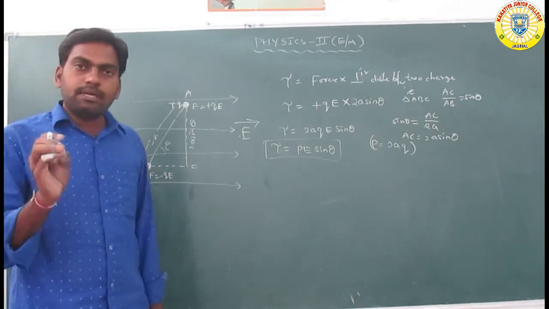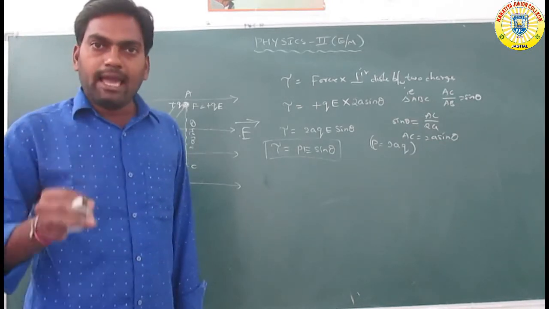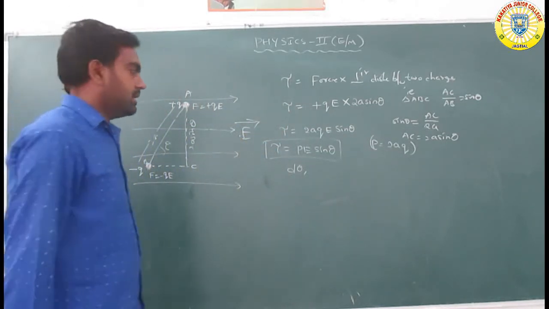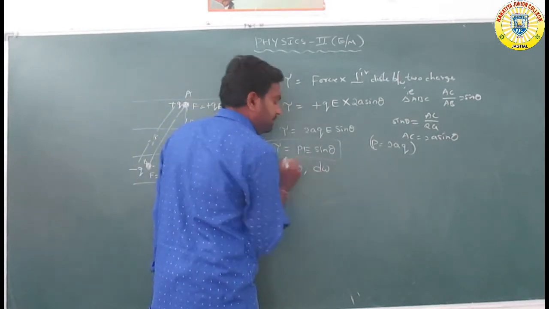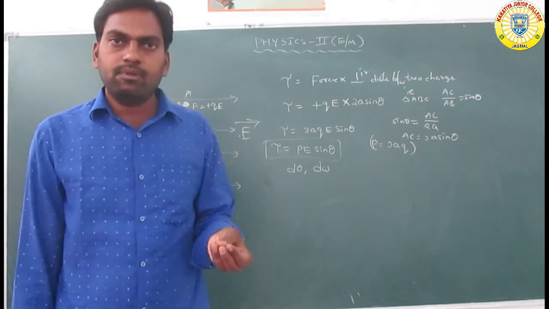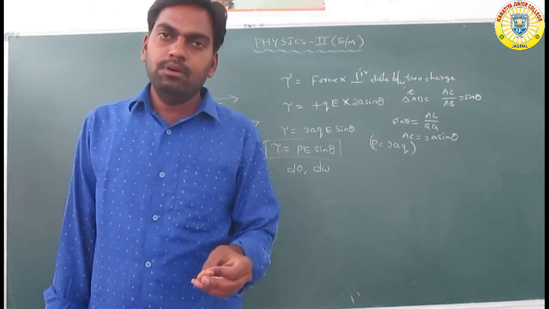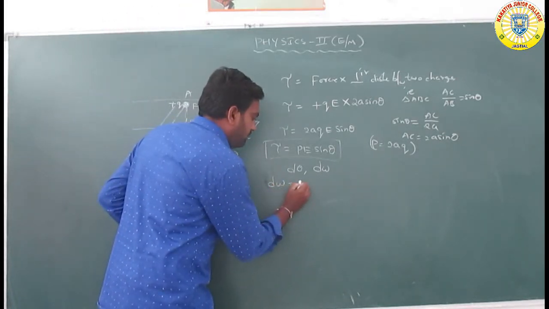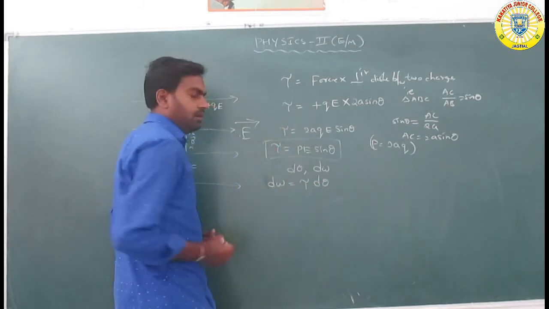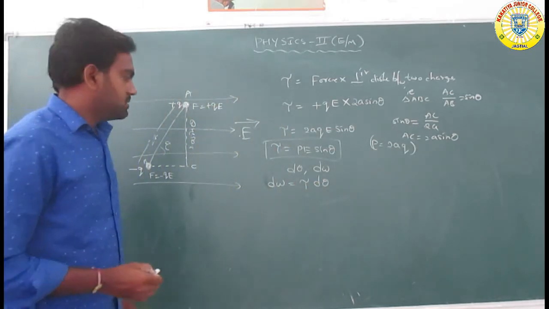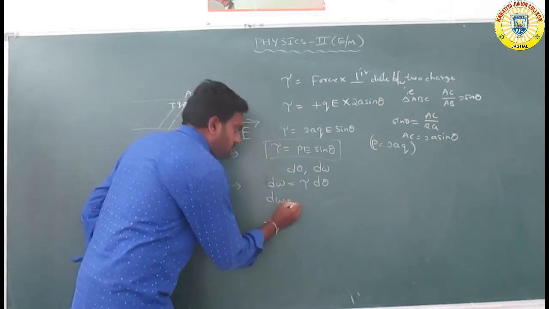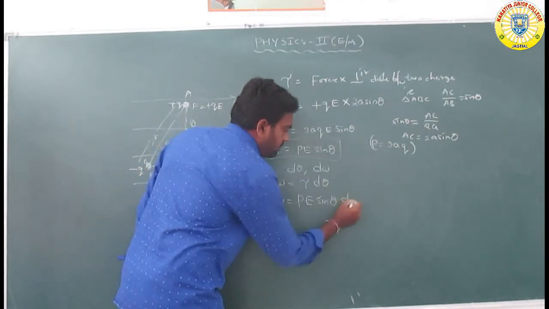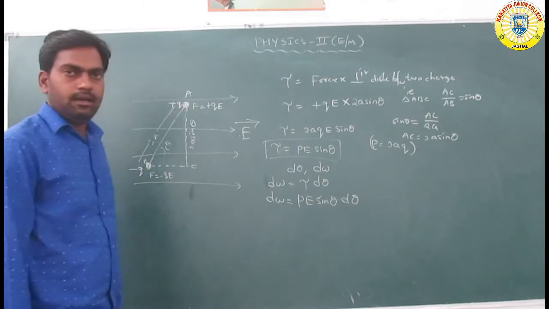But the dipole is rotating through a small angle, that is d theta. A small work done dW is taken as the dipole rotates by d theta. So dW is equal to tau d theta, and tau means pE sin theta. So dW is equal to pE sin theta d theta.